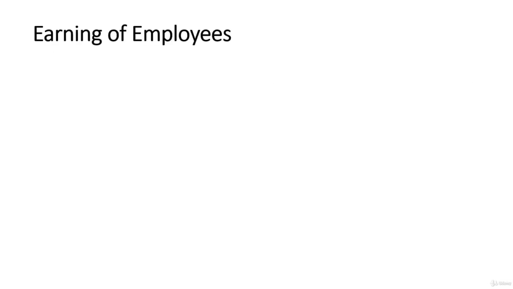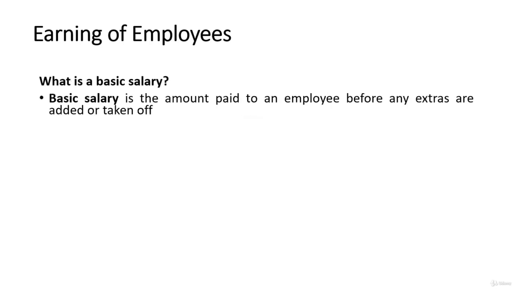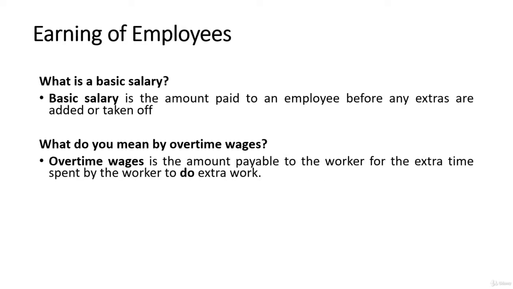Now, coming to the earnings of employees, first of all, we have the basic salary of employees. So, what is basic salary? It is the base amount that any employer pays to its employee before any extras. Extras, what do you mean by extras? Extras here are their overtime wages that are added to their basic salary.